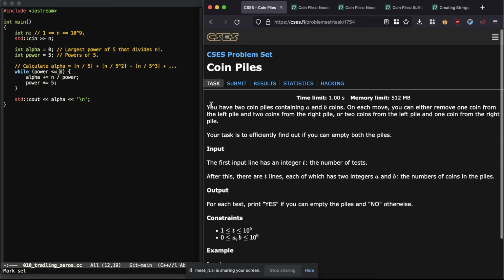So it's a big problem statement. Let us go through it. You have 2 coin piles containing A and B coins. On each move, you can either remove 1 coin from the left pile and 2 coins from the right pile, or 2 coins from the left pile and 1 coin from the right pile. I'll just summarize this. So we have 2 coin piles with some number of coins, and in each move we can pick 1 coin from one pile and 2 coins from another pile and remove them. Your task is to efficiently find out if you can empty both the piles. Okay, so that is the question.